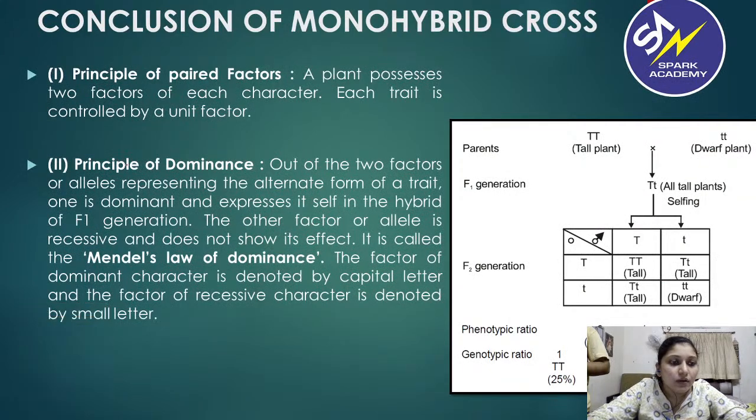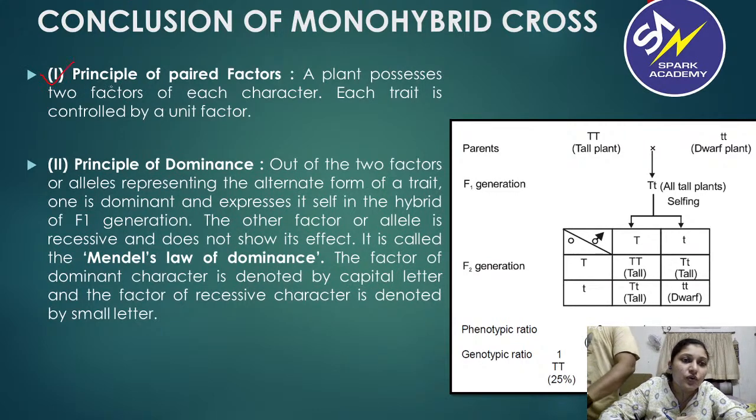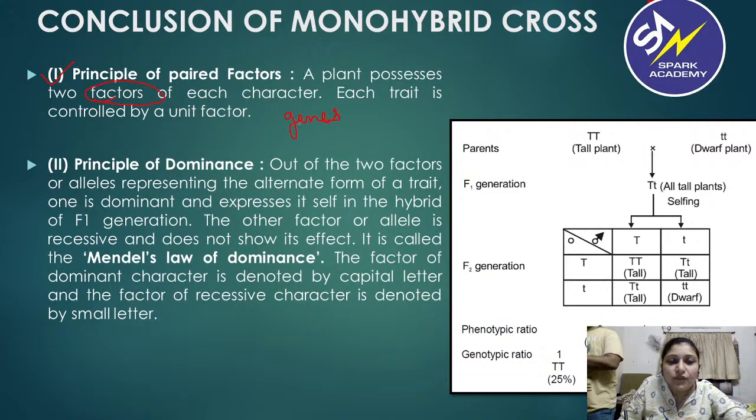Conclusion of monohybrid cross. What are the conclusions he got from this monohybrid cross? The first conclusion was the principle of paired factors. A plant possesses two factors of each character. Two factors, that means two genes for each character.